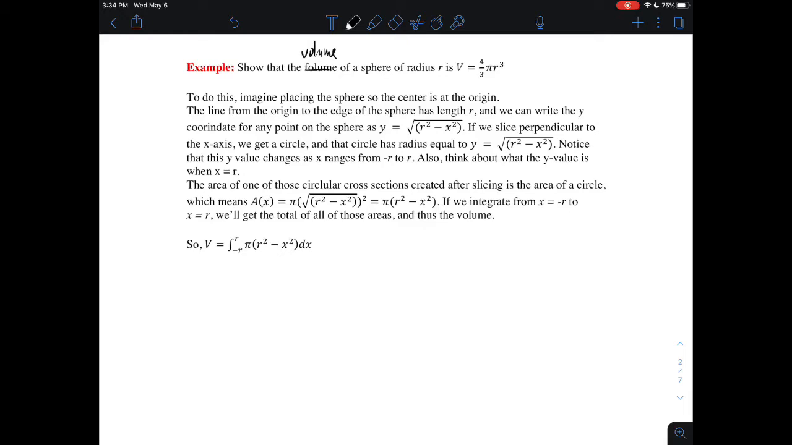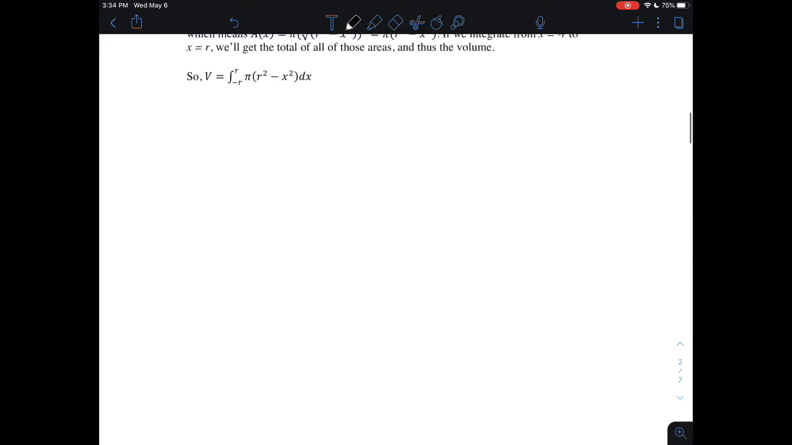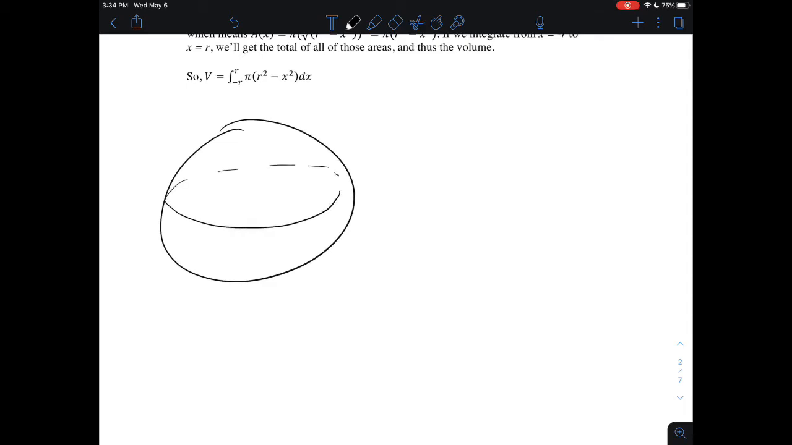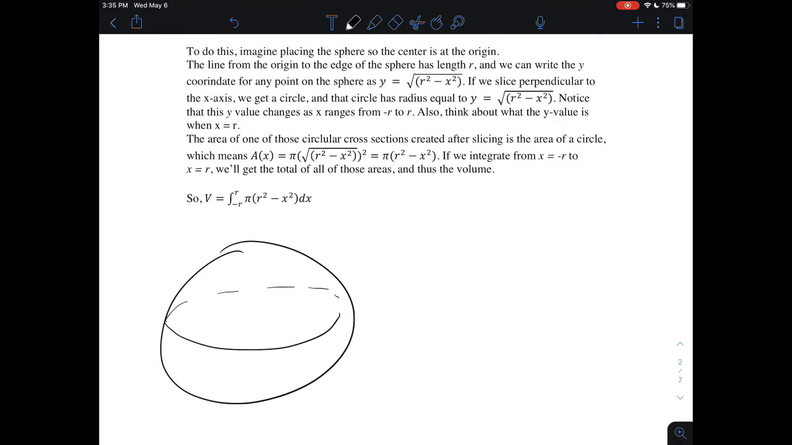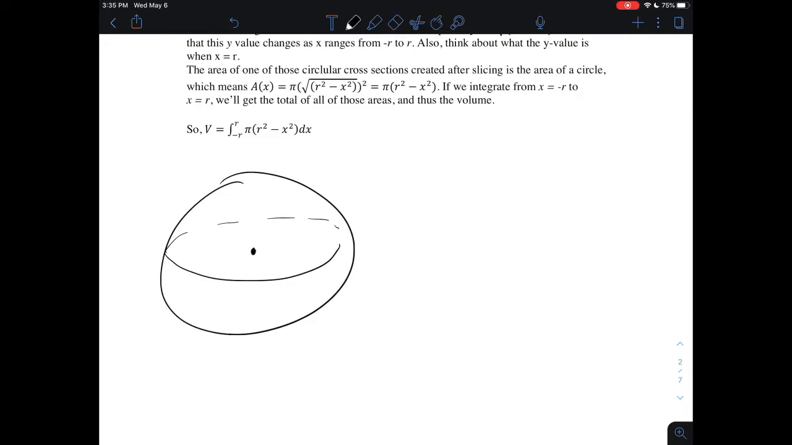So to do this, imagine placing the sphere so the center is at the origin. If you want, you can start with a sphere, which, if you've ever wondered how to draw a sphere, I'm not an incredible artist by any means. I just draw a circle and then I just show that it has some sort of dimension to it. All right, that's my sphere. Imagine that that is at the origin. So you can think that the origin is at the center of the sphere. You can think that you've got your vertical and horizontal axis. If you're thinking three-dimensionally, then you've got something like this.